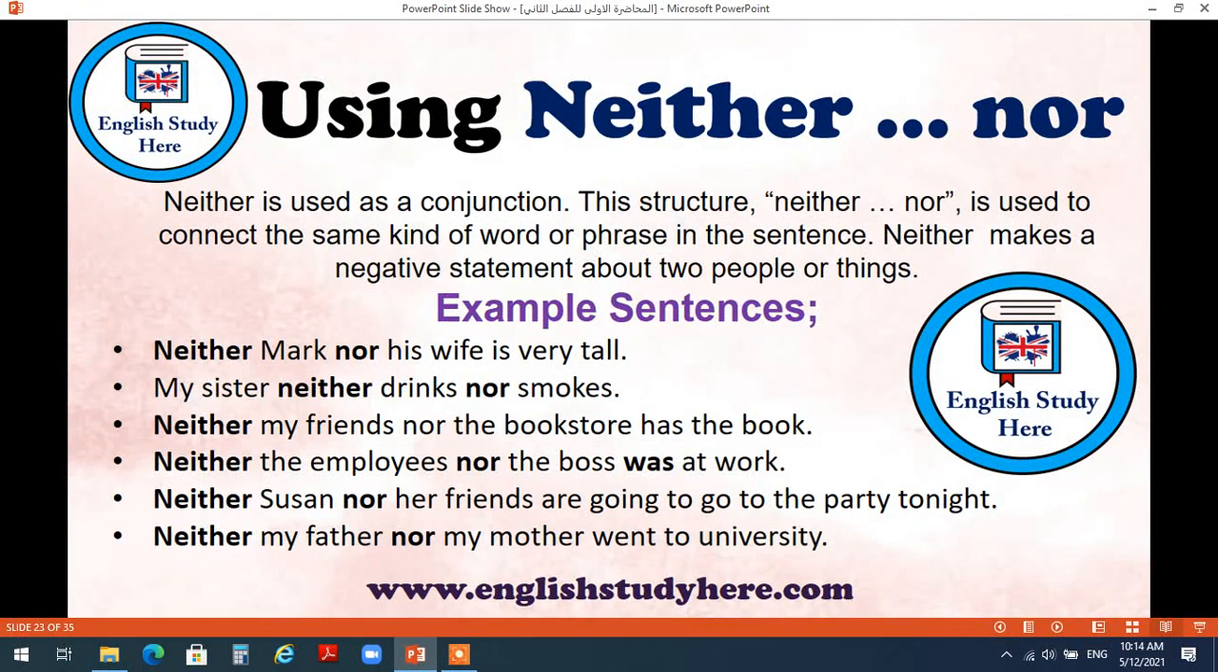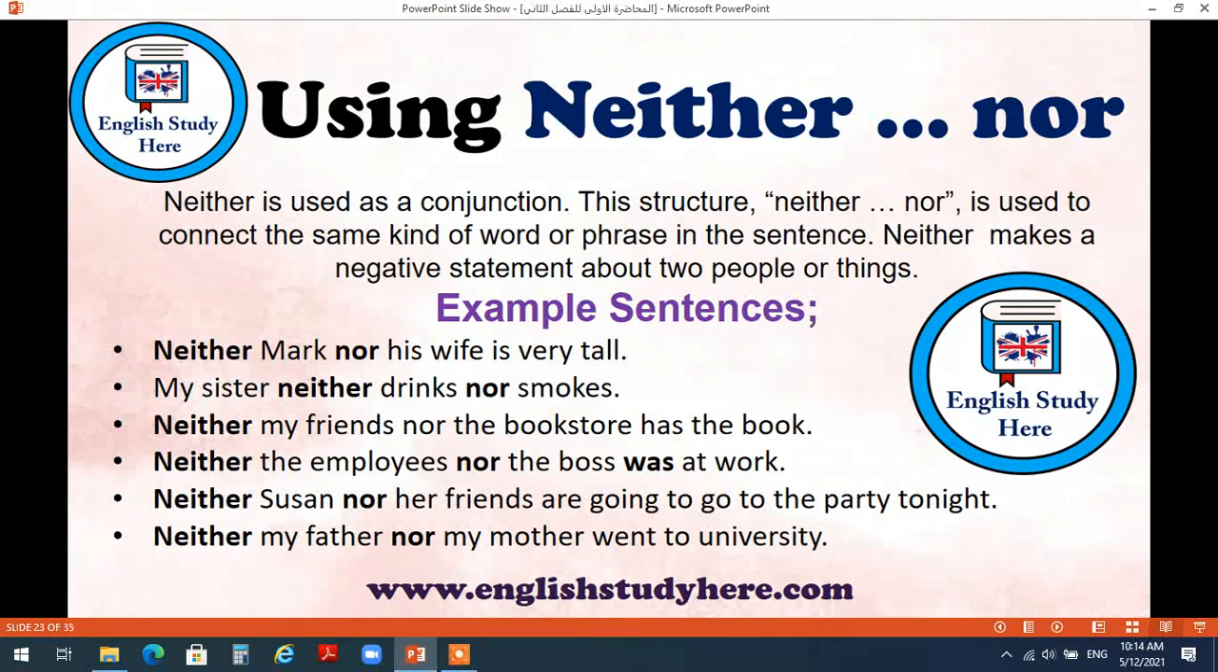Neither makes a negative statement about two people or things. إذن neither nor تحمل معنى النفي، إذن نستخدمها لغرض النفي. For example, neither Mark nor his wife is very tall. إذن here we have two people اللي هم Mark and his wife، واستخدمنا neither nor للدلالة على وجود علاقة نفي أو معنى النفي في الجملة.